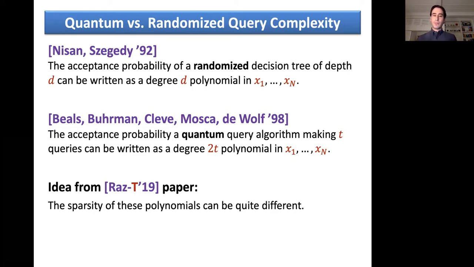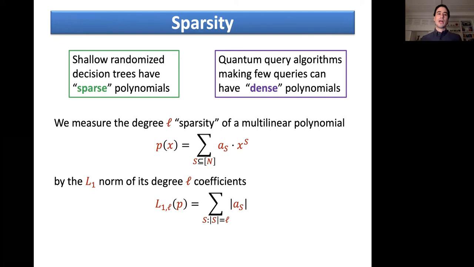The main idea from a previous paper with Ran Raz is that the sparsity of these polynomials, rather than their degree, can be quite different, and this could explain the difference between these two models. On one hand, shallow randomized decision trees have sparse polynomials. On the other hand, quantum query algorithms can have dense polynomials representing their acceptance probability.